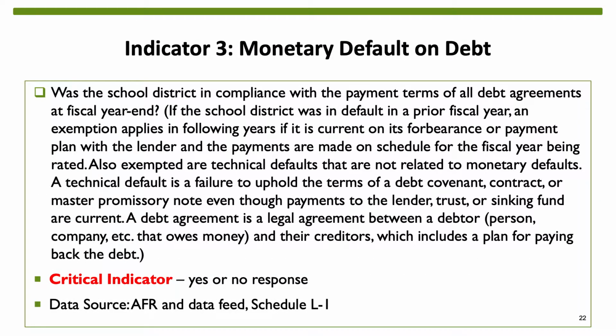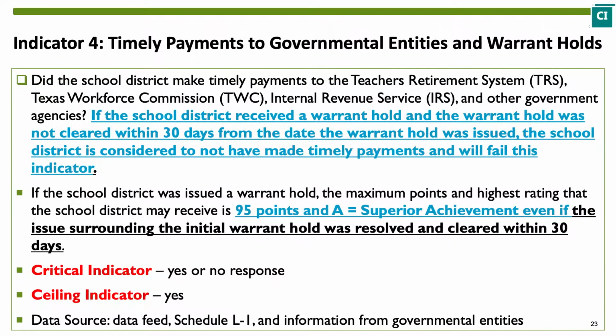Indicator 3 has not changed at all. It's still your debt payments. You have to make your debt payments. That's plain and simple. That's why it's a critical indicator. But nothing else has changed.